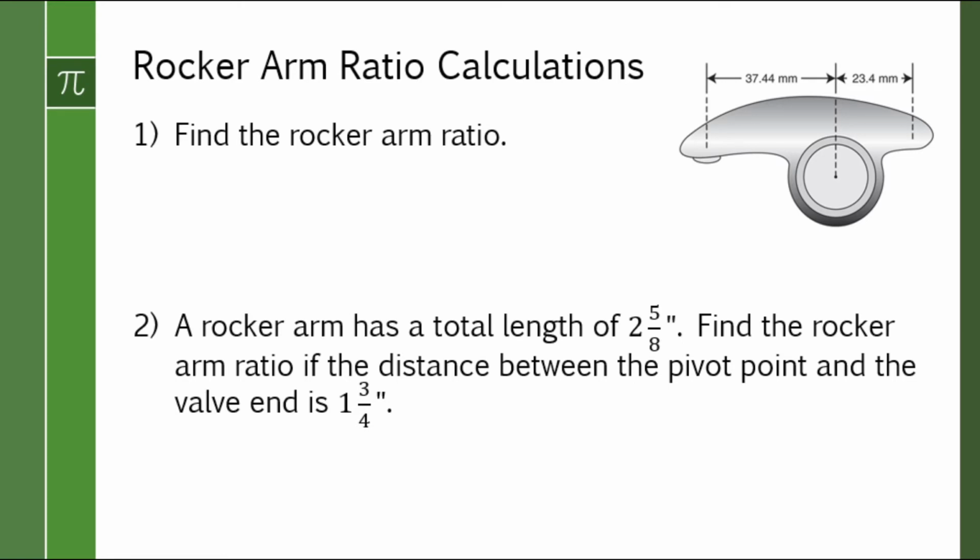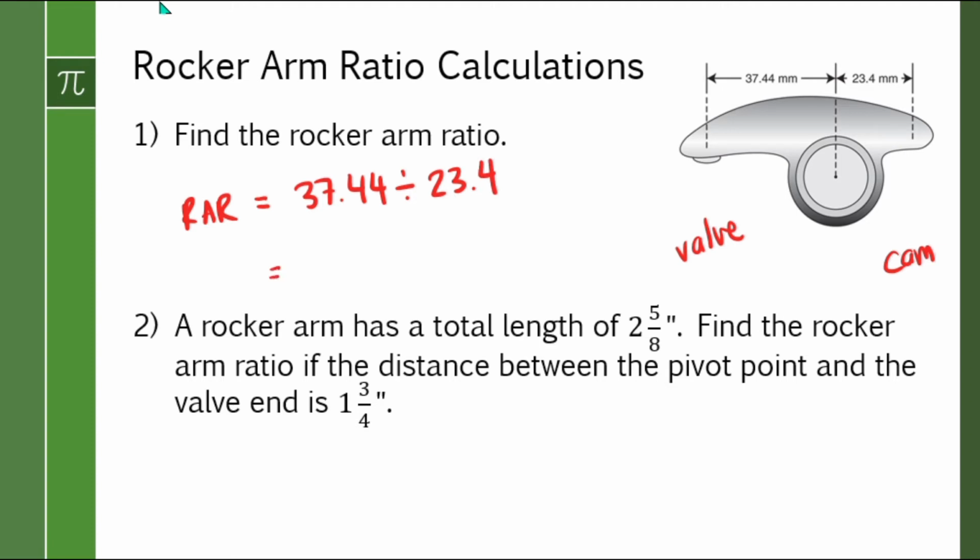Okay, so here's a couple of calculations. Number one, find the rocker arm ratio. So I see this picture, I see a big number and a small number. I know intuitively that over here I must have the cam, and on this side I must have the valve. I could call them X and Y, or Y and X, or I can just divide. So you're going to find the rocker arm ratio, another abbreviation, by taking the bigger number and dividing it by the smaller number. The answer to that math is 1.6. There's no units in this because it's a multiplier, right?